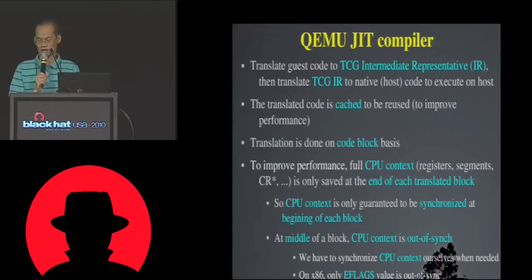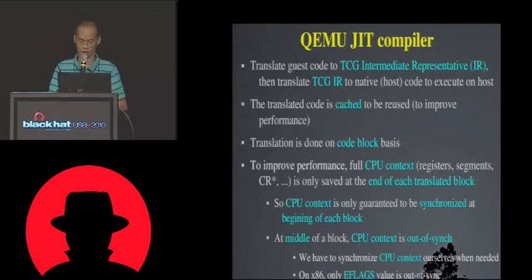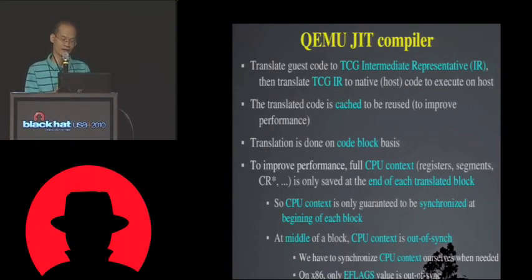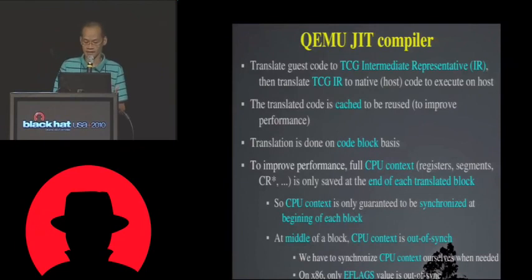Okay, so we can talk a bit about how the just-in-time compiler works. The just-in-time compiler translates guest code to the TCG intermediate representation, and after that, it translates the TCG language to native code, which will be executed on the host. The translated code is cached to be reused, so the performance is much better than an emulator like Bochs. And the translation is done on a code block basis.